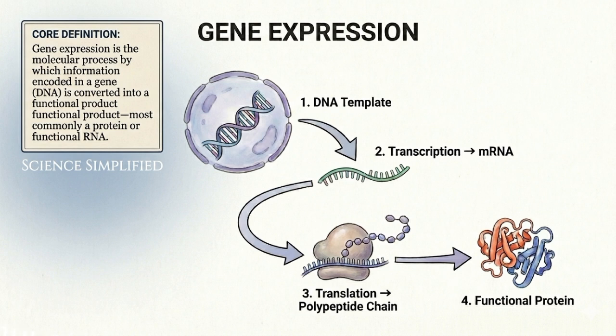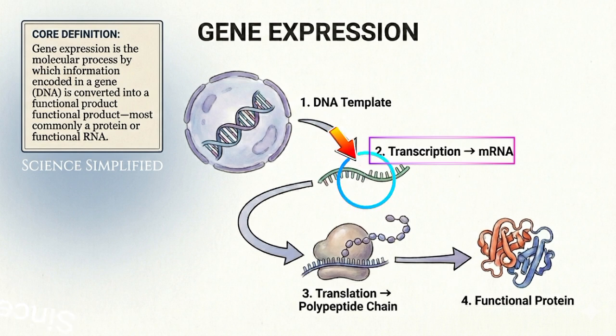Let's dive into the diagram to see the 4 key stages of this process. Step 1, the DNA template. It all begins inside the nucleus, the control center of the cell. Here we have the DNA template. DNA is a double helix, holding the genetic code for every protein your body needs. But DNA is too valuable to leave the nucleus, so it acts as the template or the original source of truth.